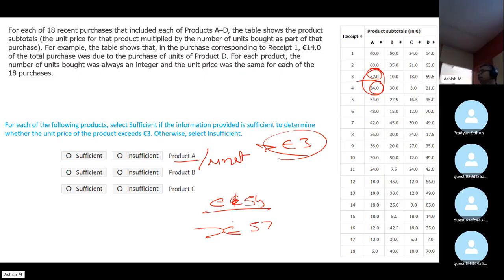Guys, are you with me? So the very presence of 54 and 57 actually tells you that it is sufficient for us to tell that the unit price of product A does not exceed 3 euros. So the data provided in the table is sufficient for us to tell that unit price of product A does not exceed 3 euros.